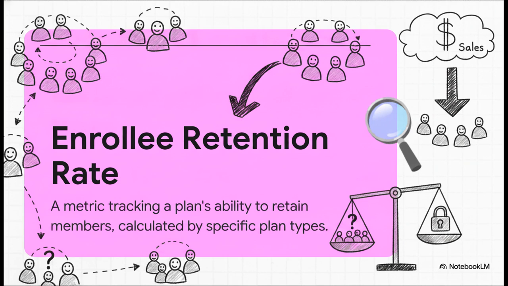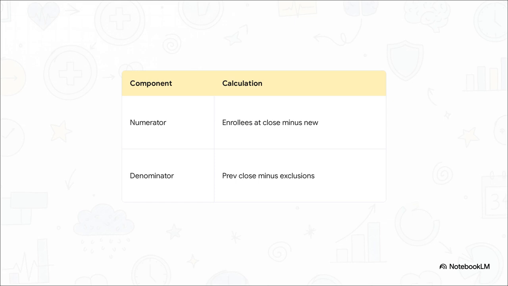A total headcount can actually be artificially inflated by a massive influx of new sales, which might be hiding a terrible retention problem underneath. So the SASB formula is designed to isolate true retention. So the crucial point here is how this mathematical formula is structured.